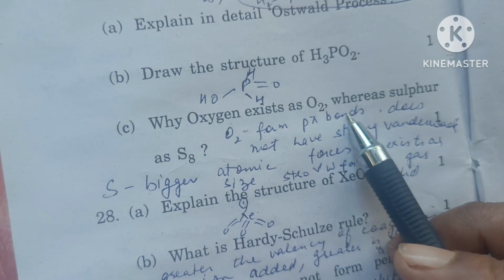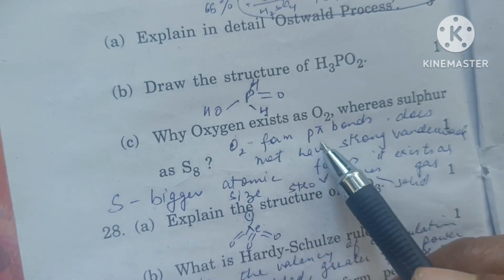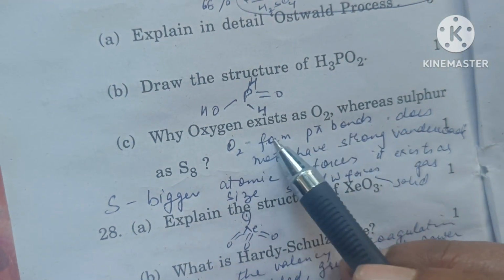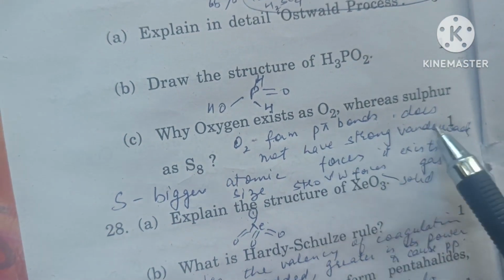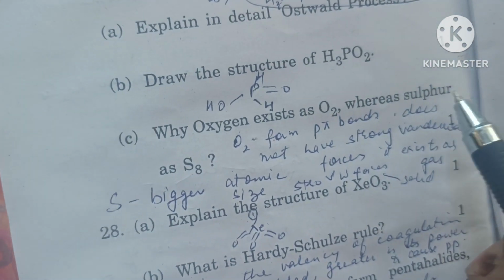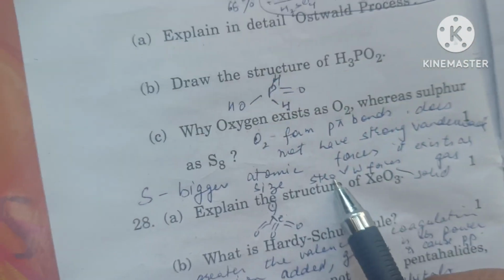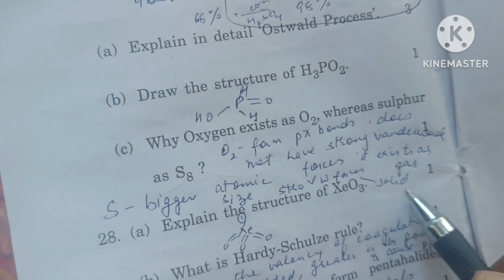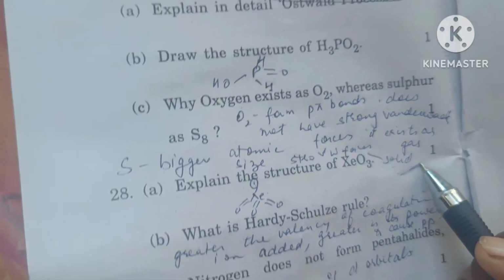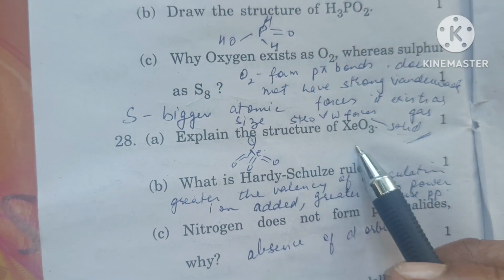Why oxygen exists as O2? Because oxygen forms p-pi bonds. तो multiple bond की वजह से van der Waals forces of attraction weak होते हैं, जबकि सल्फर का साइज बड़ा है, van der Waals force of attraction strong होते हैं, तो ये solid state में room temperature पे exist करता है. Explain the structure of XeO3.